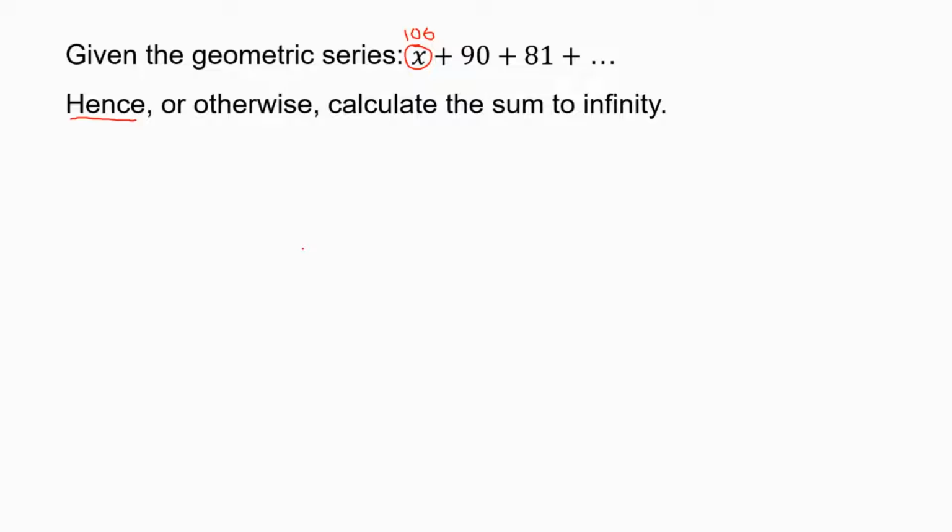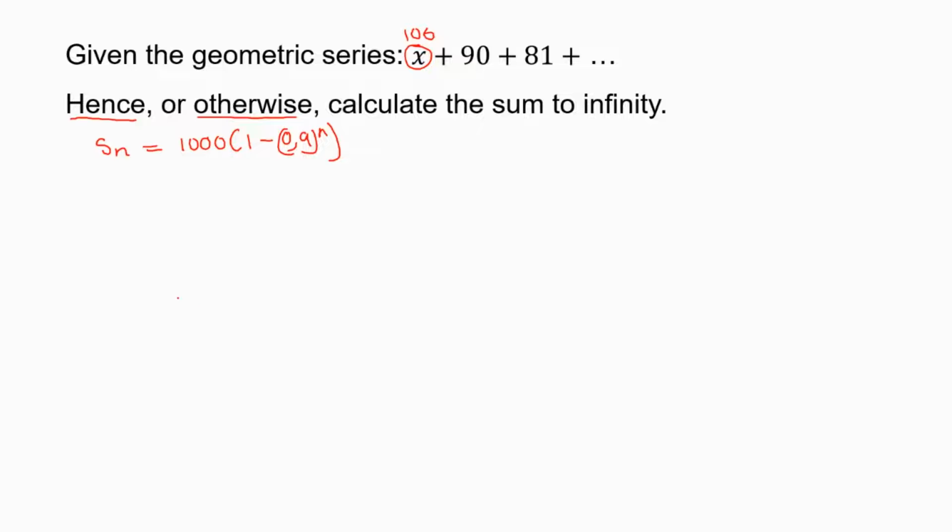Right, calculate the sum to infinity. Let me start with this. Remember in the previous question we proved that Sn is equal to 1000 times 1 minus 0.9 to the power n. That's what we proved, isn't it? So when it says hence, it means we're supposed to use this.